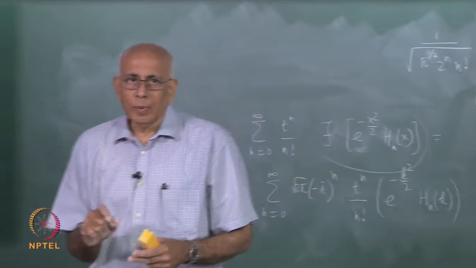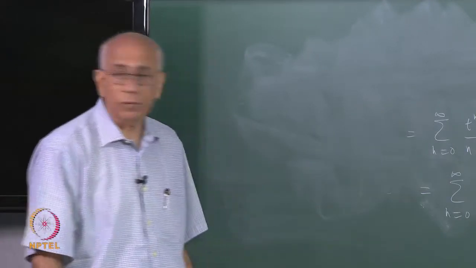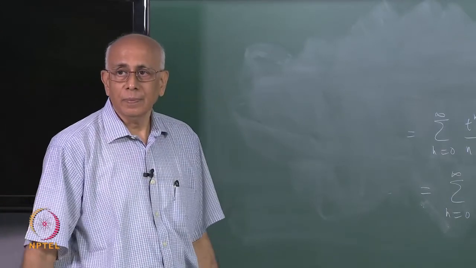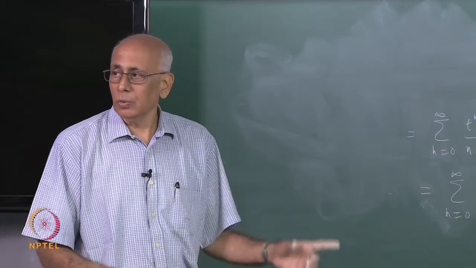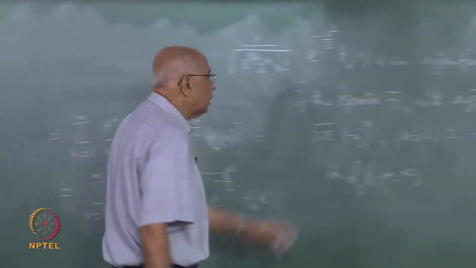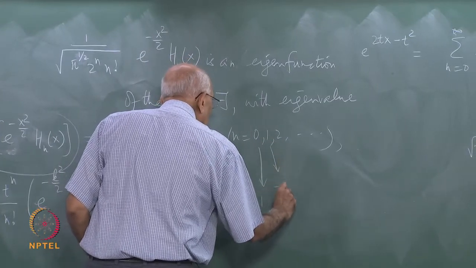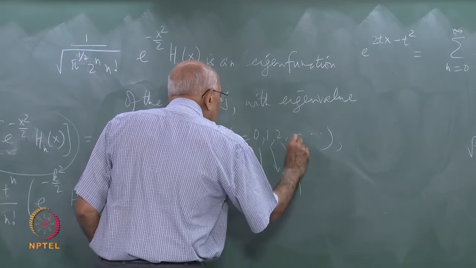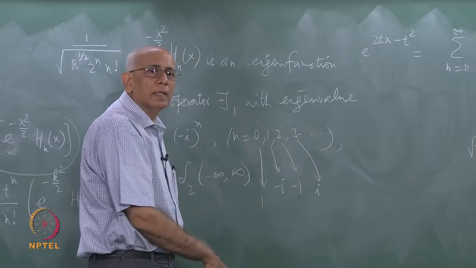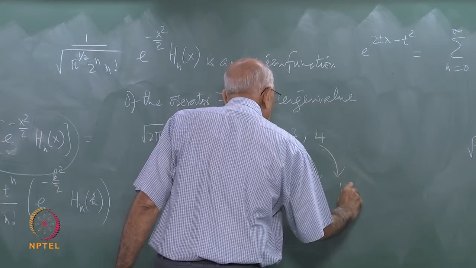Just as the parity operator had eigenfunctions, the even and odd eigenfunctions of the harmonic oscillator were eigenfunctions of the parity operator also. And of course highly degenerate. You have an infinite number of eigenfunctions in L2 for each eigenvalue, every fourth one. So n equal to 0 has eigenvalue 1, 1 has eigenvalue minus i, 2 has eigenvalue minus 1, 3 has eigenvalue plus i, and the fourth one again has eigenvalue 1, and so on.